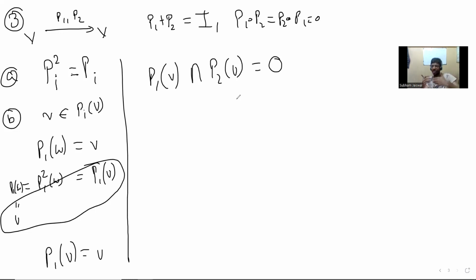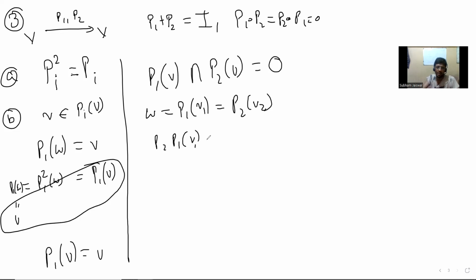Okay, so it's a projection, and the image of P2 is really the kernel of P1. But we can just check this. If there is a W which is in the image of P1 and it is equal to P1 V1, and this is equal to P2 V2. So then, again, you can just take some, like this.